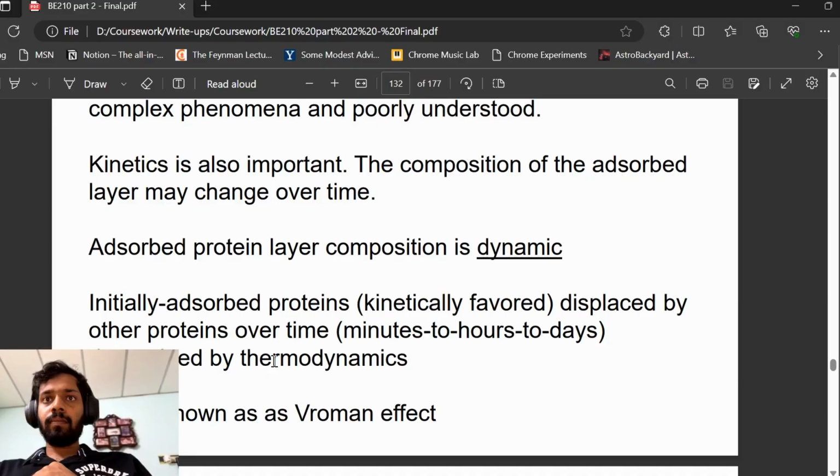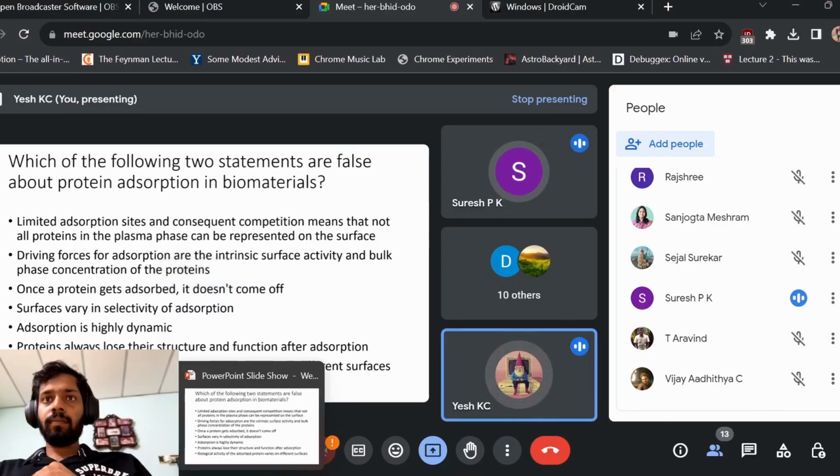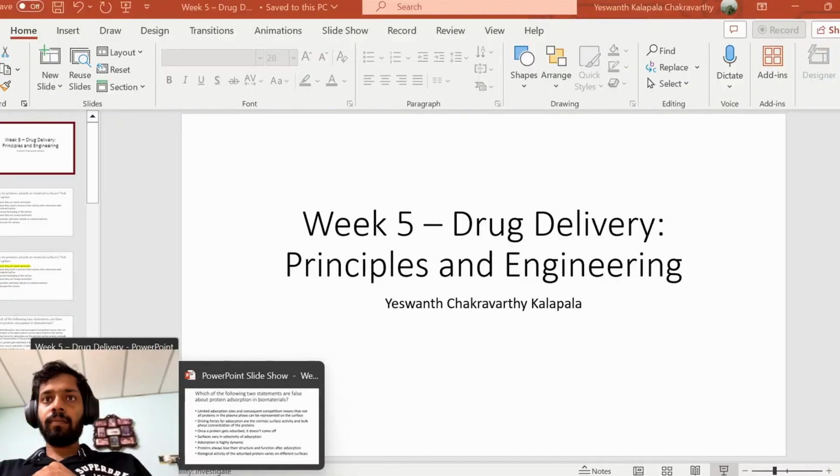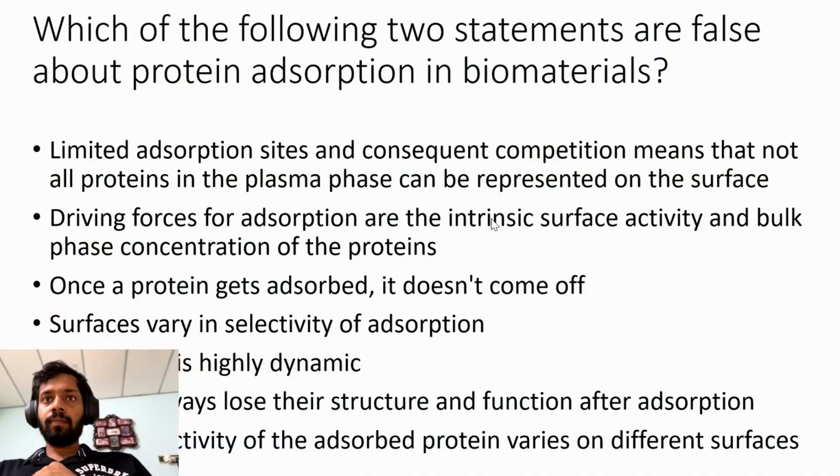But over time, this can be minutes, days, hours, whatever, these small kinetically favored proteins that have initially bound to the biomaterial get displaced more and more by the thermodynamically favored proteins. So this effect is called the Vroman effect, V-R-O-M-A-N effect.